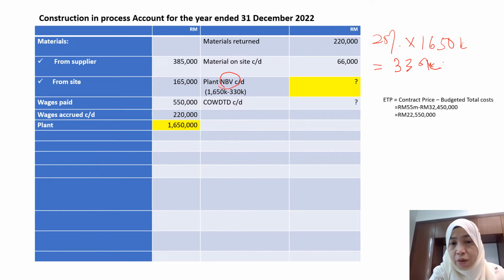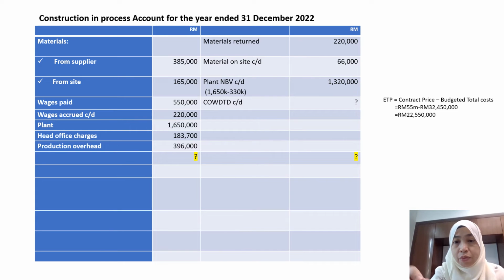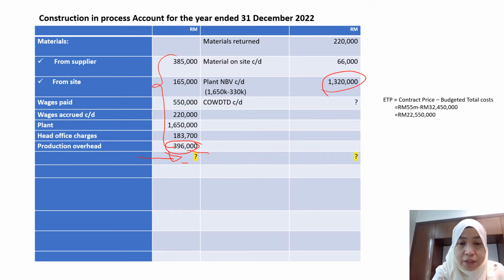To calculate net book value for plant, cost minus 330,000, then you will get net book value 1,320,000. And then you record production overhead. Finally, you total up this amount and then you record it as your balancing figure. This will be your balancing figure.